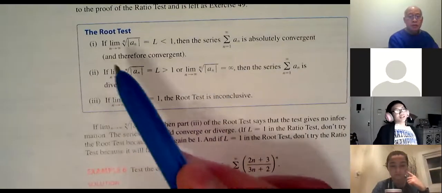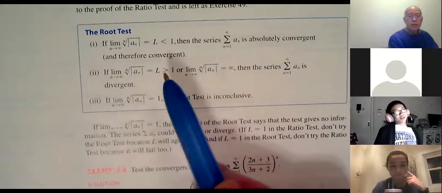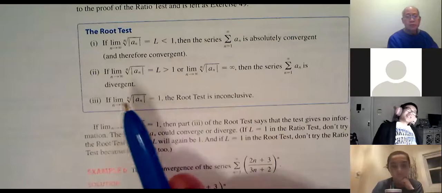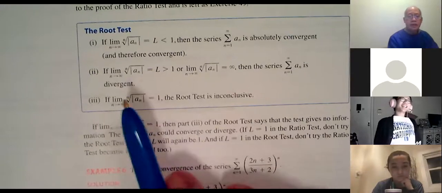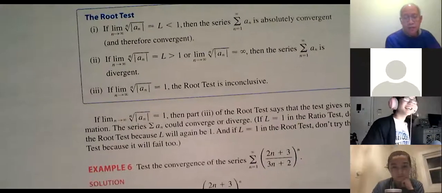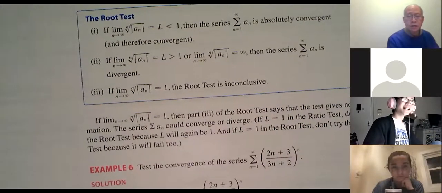If the limit as n approaches infinity of the nth root of absolute value of a sub n is bigger than 1 or infinity, the series is divergent. That's exactly like the ratio test. And if you get 1, the root test is inconclusive. And also if the limit doesn't exist. If the limit doesn't exist, you can't conclude anything either.